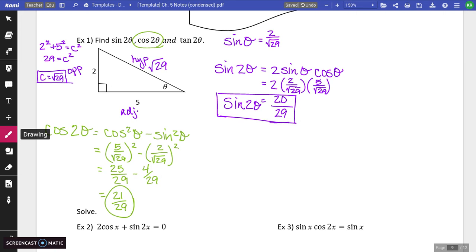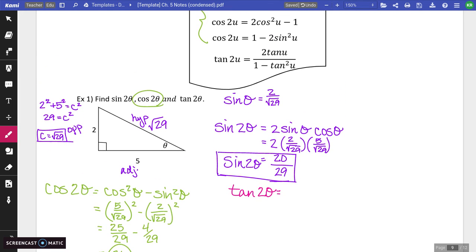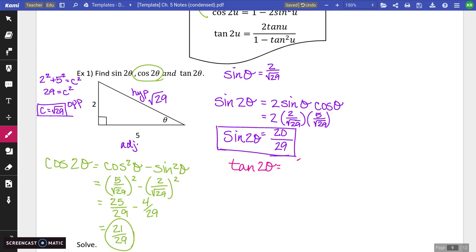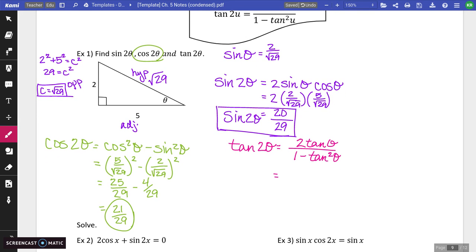Okay, now for your tangent of 2 theta, same thing. I'm going to go back to my equation. So this is going to be 2 times the tangent of theta over 1 minus tangent squared of theta. So tangent, opposite over adjacent, so that's going to be 2/5, and then 1 minus 2/5 squared. So this is 4/5 over 1 minus 4/5. Oh, no, 4/25.